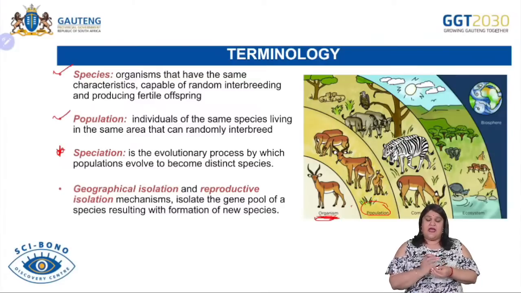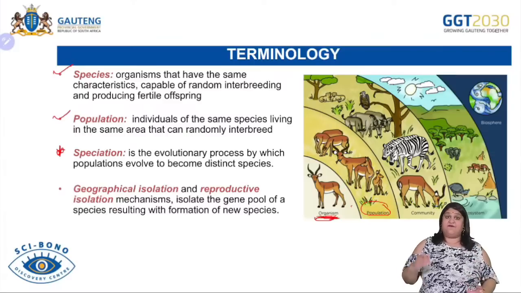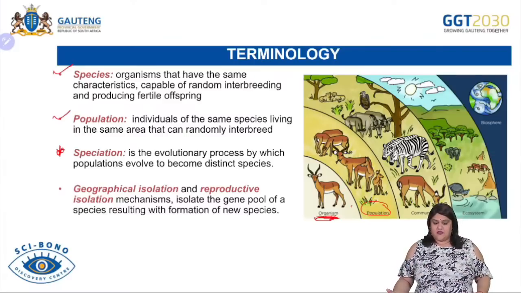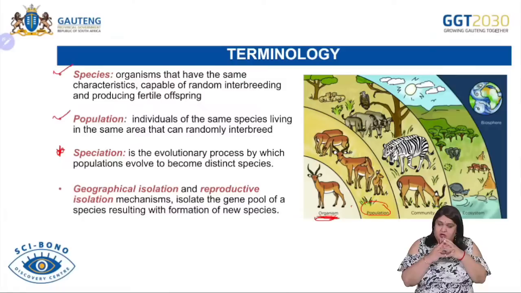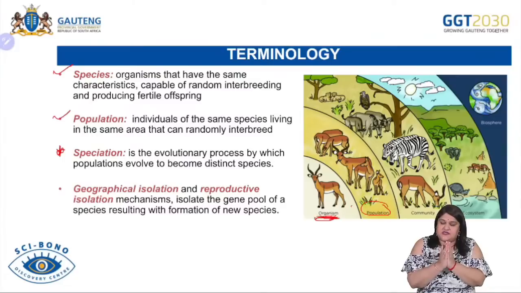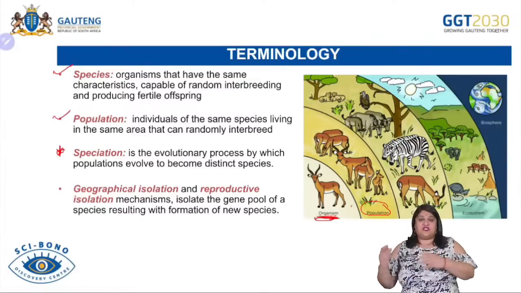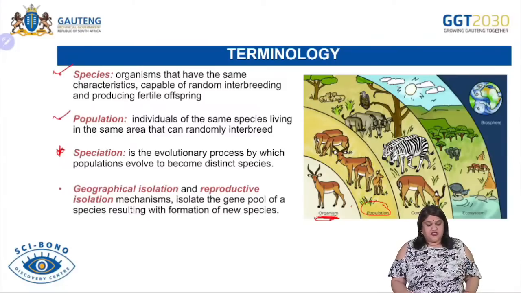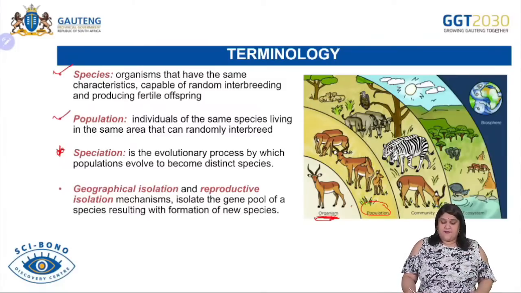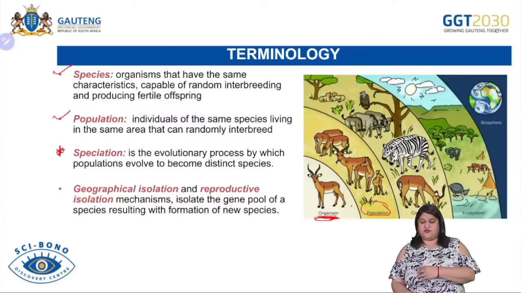That's a population. Now, speciation is an evolutionary process by which populations evolve to become distinct species. This is a process where, after many, many years, the population of this particular species, because it is exposed to different conditions, is going to change over millions of years and a long period of time to eventually become different species. And how does it do that? It does that by geographical isolation and reproductive isolation mechanisms. These isolate the gene pool of a species, resulting in the formation of a new species.